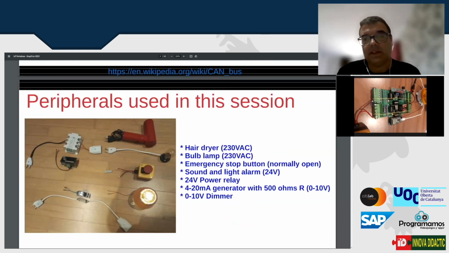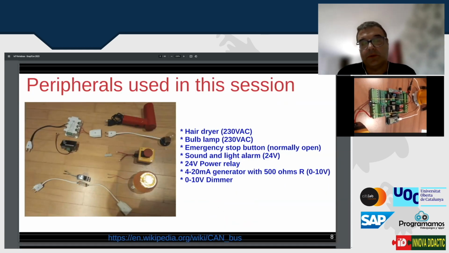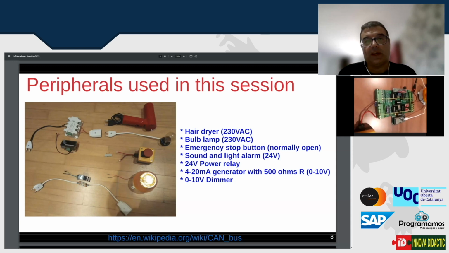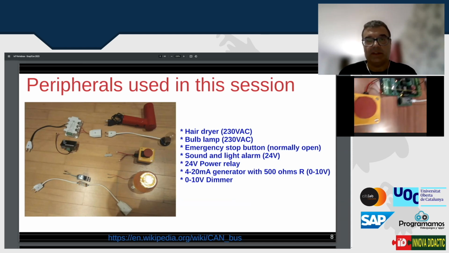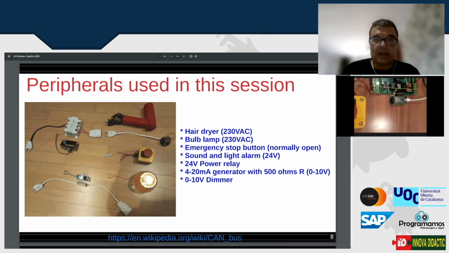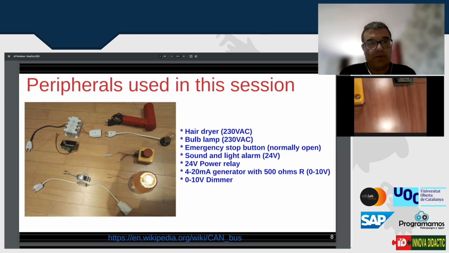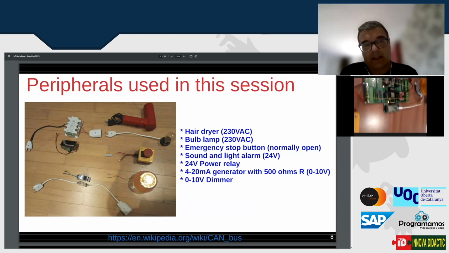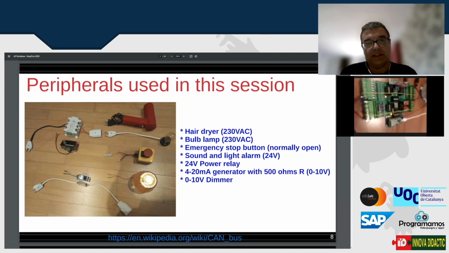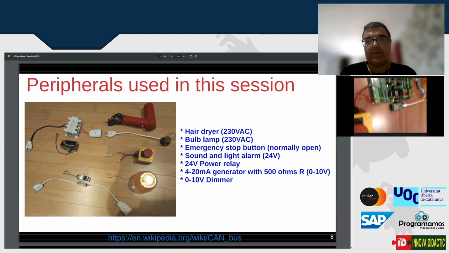In this session, we are about to use some of these peripherals. We have a hair dryer, a bulb lamp, an emergency stop button, a sound and light alarm, and a 24 volts power relay. And then this is just a dimmer. We can dim the bulb light or just the power of the hair dryer.